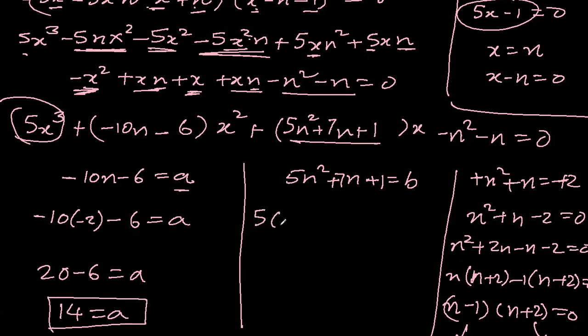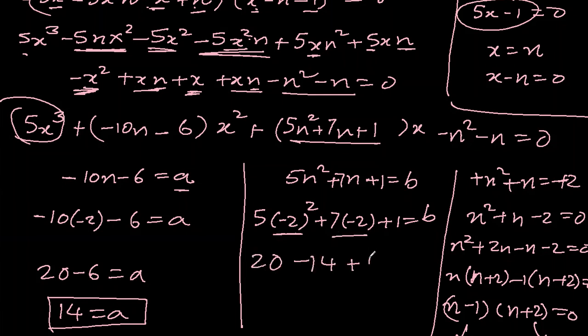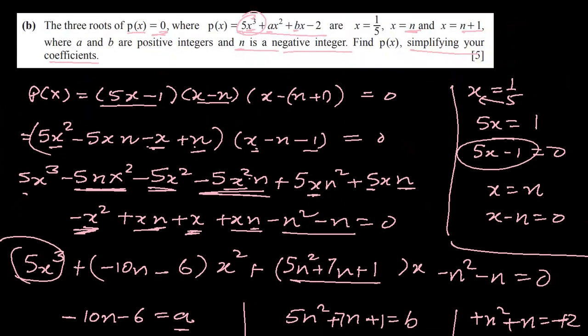Now 5 times minus 2 square plus 7 times minus 2 plus 1 equal to, not 6, it is b. Okay, so 4 times 5 is 20 minus 14 plus 1 is b. 6 plus 1, 7. b is equal to 7. So we got a, b and n, all of this. What are they asking now?